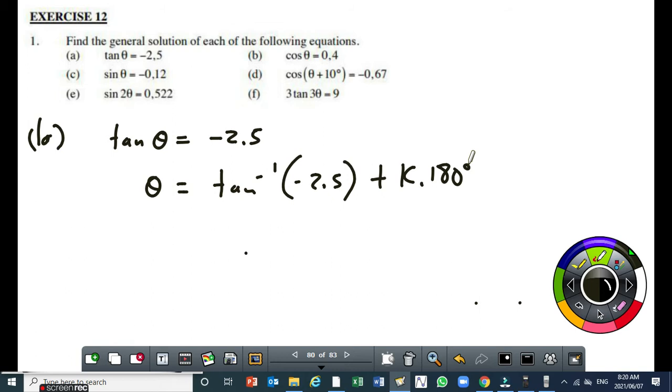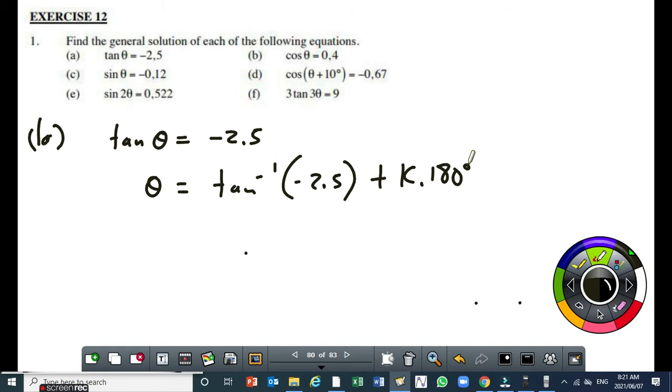The reason why I have to add this k times 180 is because it helps me to get all the possible solutions of that trig equation. Okay, this k times 180 is added so that I can be able to get all the possible solutions. Tan itself has got a graph which you drew last year. There is a connection between trigonometric graphs and trig equations. You cannot understand trig graphs fully without understanding trig equations.